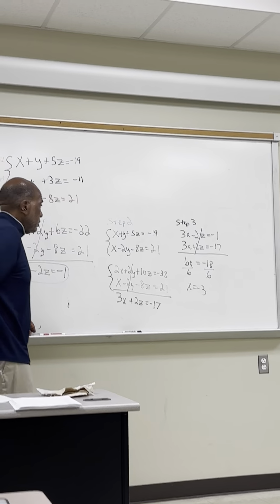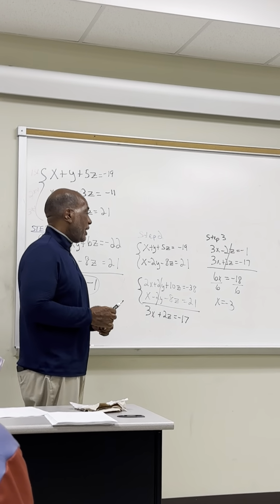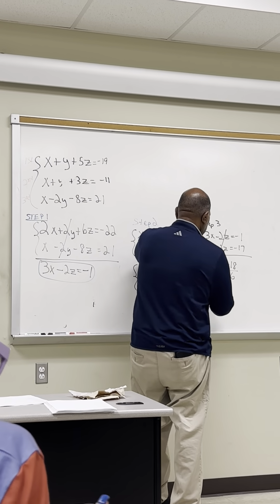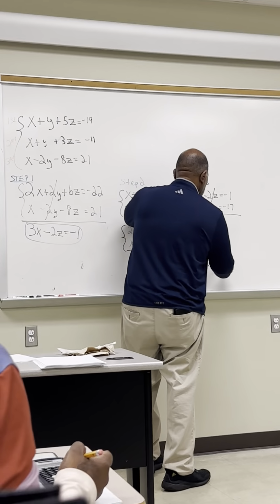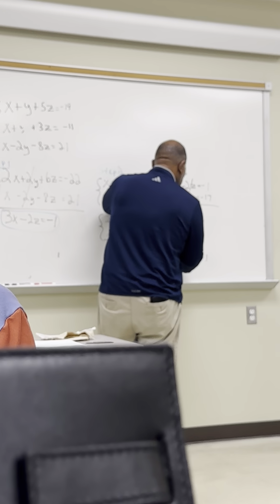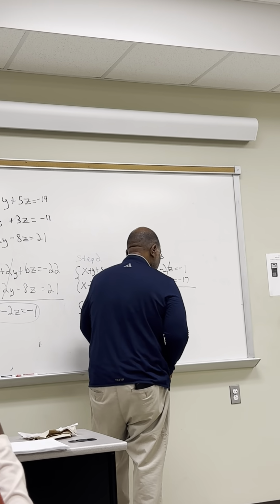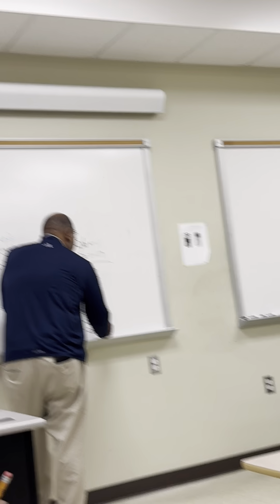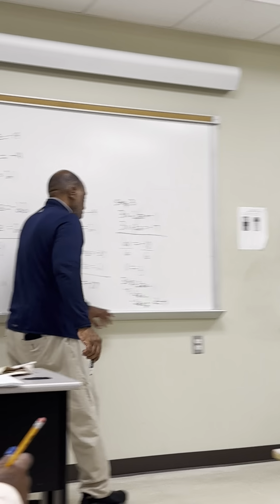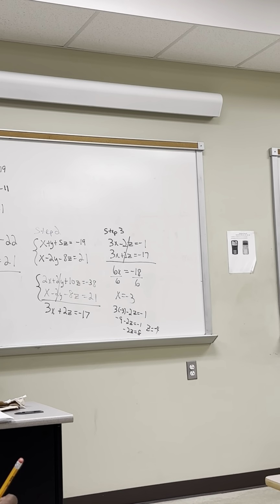Okay, let's go ahead. If x is -3, I'm gonna plug that right here. I'm gonna get 3 times -3, correct? Minus 2z equals -1. Is this -9 minus 2z equals -1? Can I add 9 to both sides and get 8? -2z equals 8. What's z equal to? -4. Alright, so now I'm gonna take my x, put it right there, and I'm gonna put -4 right here.